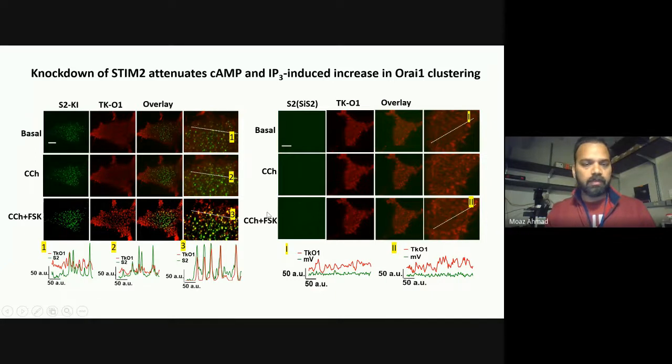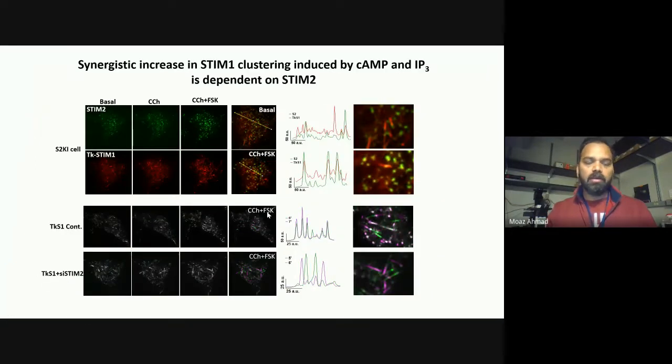So next we aimed to test what happens to the STIM1 clusters. So we expressed TK STIM1 in the Stim2 knock-in cell line. Under the basal condition, it doesn't respond to 0.5 micromolar carbachol. But when we use the synergistic stimulus, it causes clear STIM1 clustering, but also there is STIM2, which also tracks in the cells. So it's a kind of moderate clustering of the STIM2, which can be seen in the line scan after synergistic stimulus.